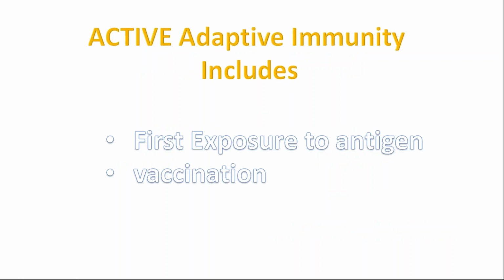It comes into action when the antigen is exposed to the body for the first time. And the example for it is vaccination. Vaccination is when the antigen is exposed to the body for the first time. It gives a kind of immunity. That immunity is having a memory. It stores the memory of the antigen so that next time when that antigen is trying to enter the body, it will kill the antigen without damaging the body. This comes under active adaptive immunity.